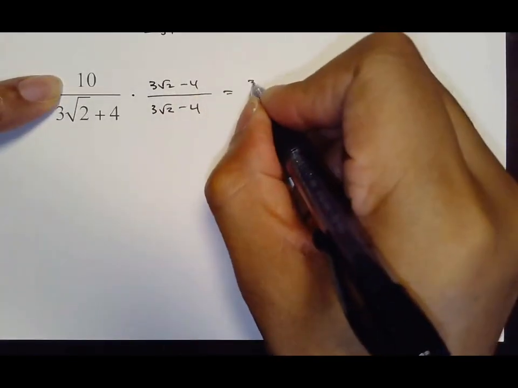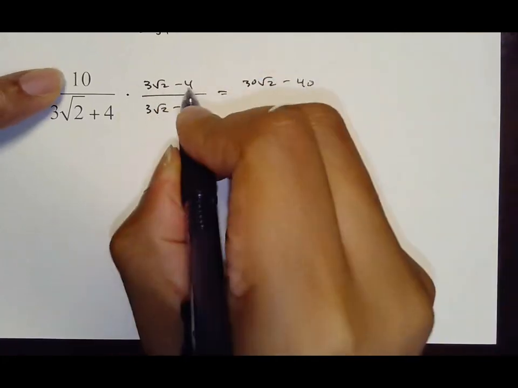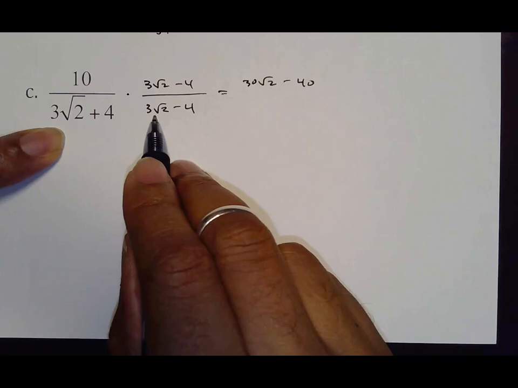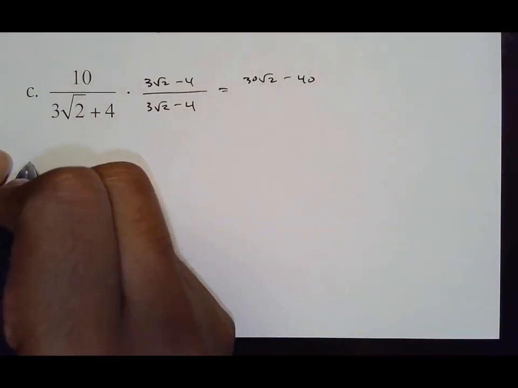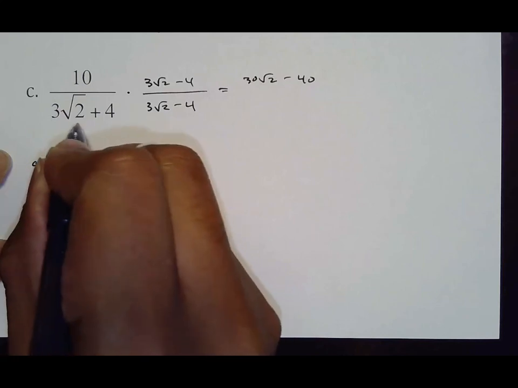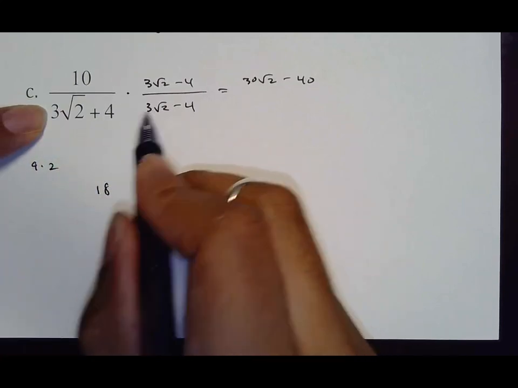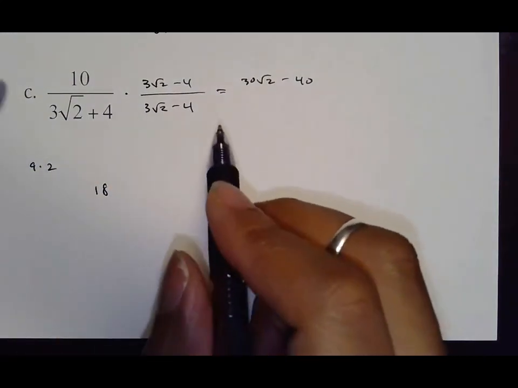Multiplying that out, that makes 30 root 2 minus 40, because remember, you have to multiply 10 by both. And then multiplying this out, 3 root 2 times 3 root 2, I want to make sure I get that right. That is going to be 9 times 2, which is actually 18, because again, 3 times 3 is 9, root 2 times root 2 is 2, 9 times 2 is 18.